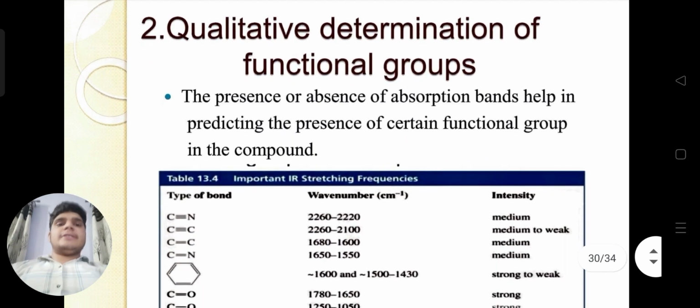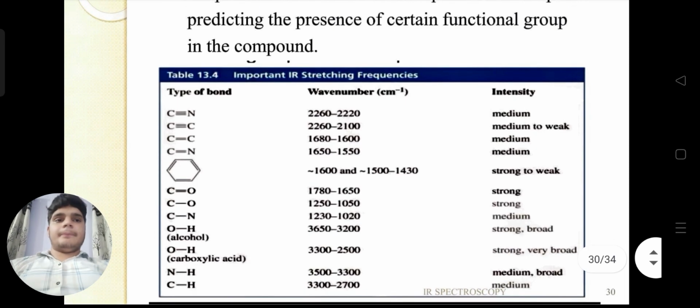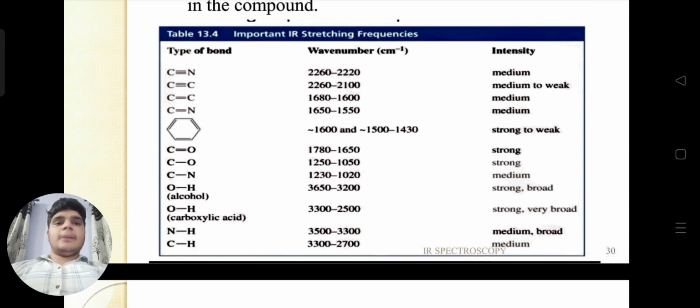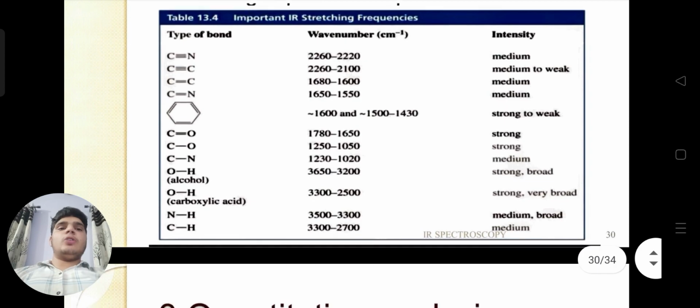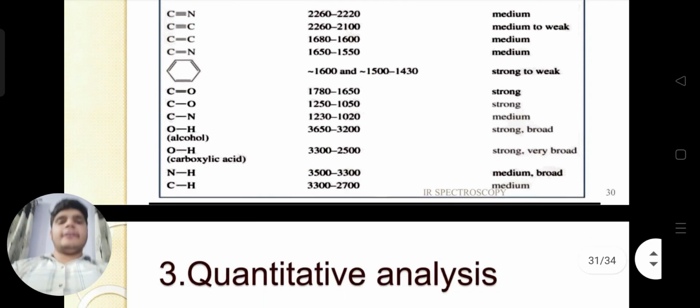Now the second application is the qualitative determination of functional groups. The presence or absence of the absorption bands helps in predicting the presence of certain functional groups in the compound. Here we can see that the triple bond has a wave number between 2260 and 2220, whereas for the double bond it is 1680 to 1600, and the intensity in both peaks is medium. Hence, we see that all the different bonds have different wave numbers.